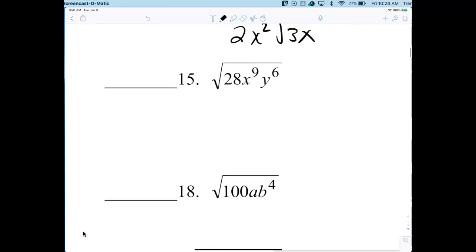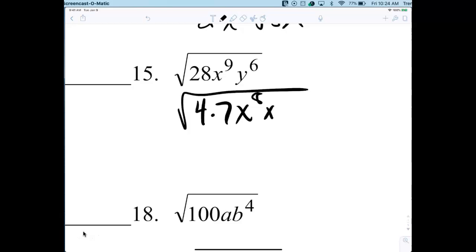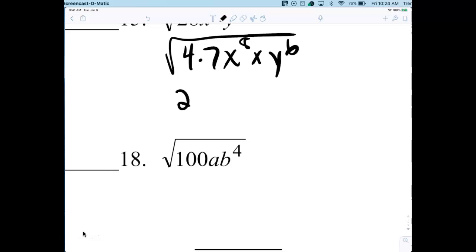All right, here we go. Is 28 a perfect square? What perfect square is in 28? 4 times 7. x to the what? x to the 8th and x. Do I have to break down y to the 6th? Is that a perfect square? Yes. Okay, we're making some progress. Square root of 4. Square root of x to the 8th. Square root of y to the 6th. Radical what? Beautiful. Radical 7x. Very good.